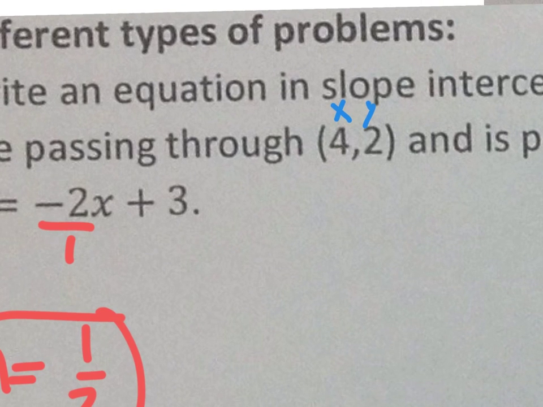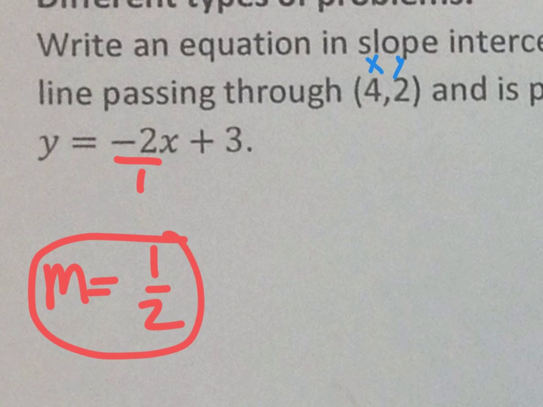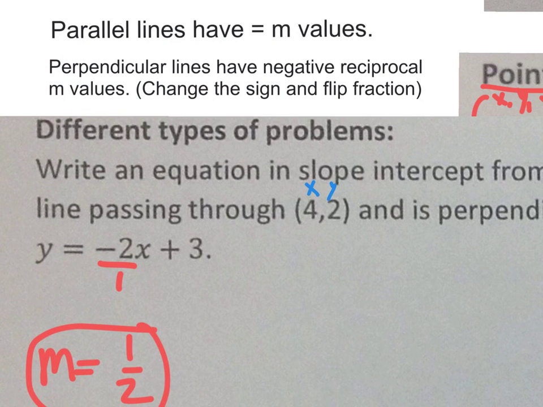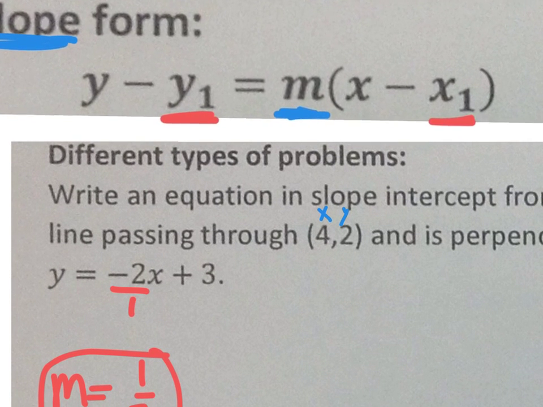Okay, so what do we really have here? We have a point that they gave us, which is (4, 2). And they gave us the slope indirectly, 1/2. Now we know that point slope form, if you have a point and a slope, you'll be able to write it in this form up here.